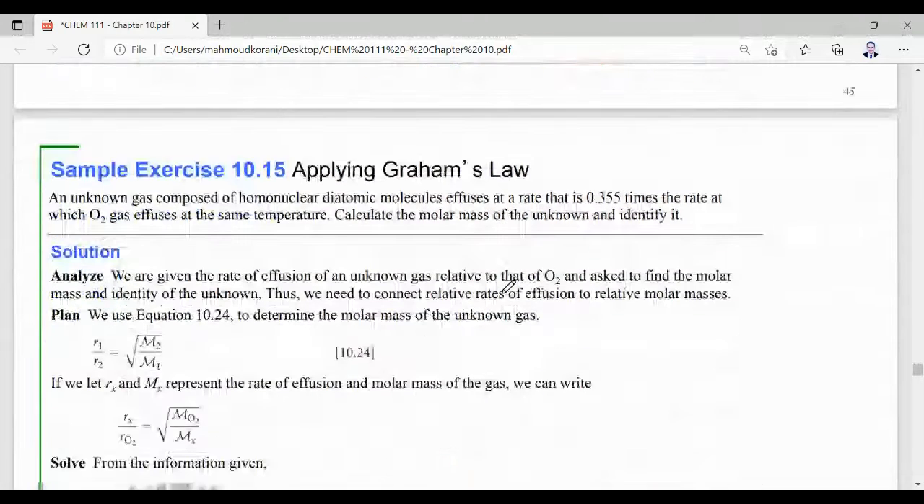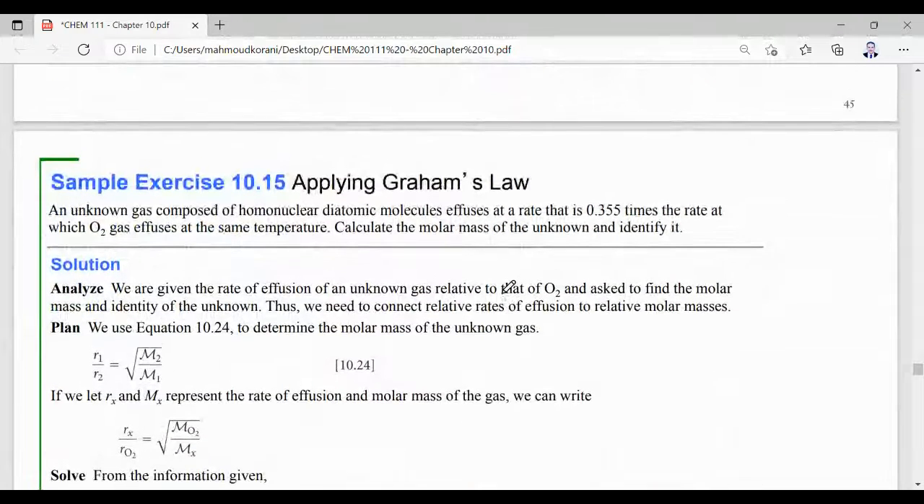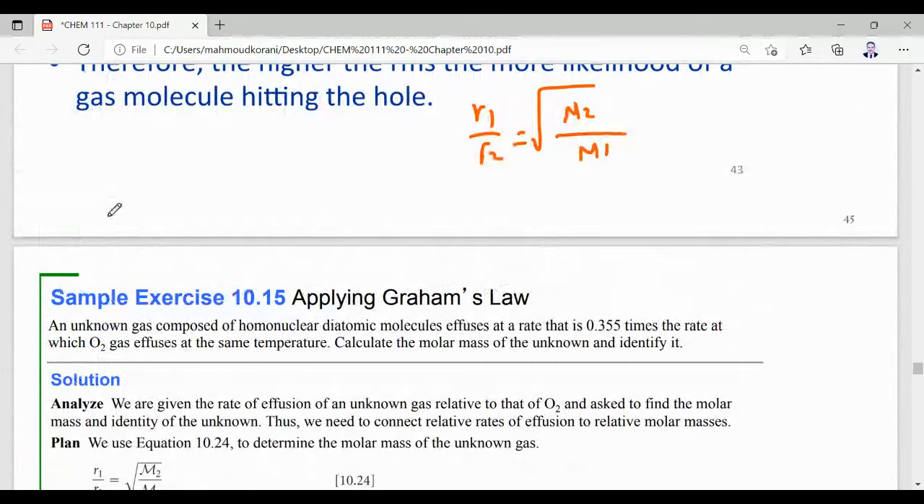Let's see this example. It's also a direct application of Graham's law. It has a good idea. An unknown gas composed of homonuclear diatomic molecules. What does it mean? This gives you some hints.